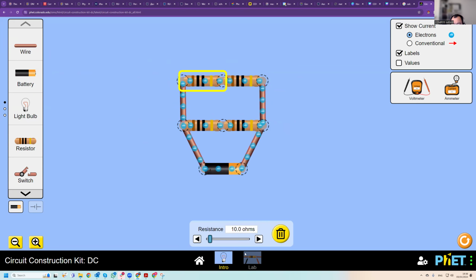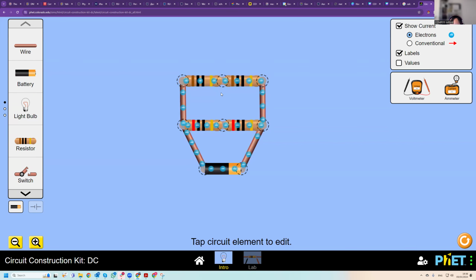Okay, so the top is 10, the bottom is 2R, so it's 20. This one is 20 as well. You see how the colors change, because the colors actually indicate the resistance. There's a table of colors. I'm not an engineer, so I don't remember.